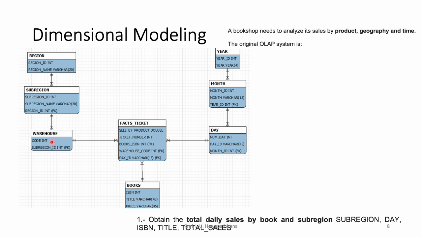You can see that the warehouse is further connected to sub-region and region. So the dimension tables are normalized. The day is also normalized. So this is a snowflake schema. This is the OLAP system of the bookshop. Now what is the question? Obtain the total daily sales by book and sub-region. So let's look at the SQL query written to get this information.